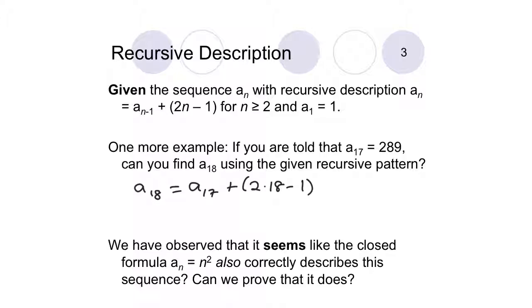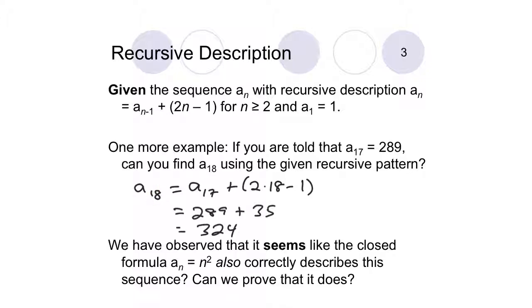That's what the original recurrence relation would say. This recurrence relation would say if you made n equal to 18, A17 is 289, so I'd have to know that somehow. 2 times 18 minus 1 is 35, and so together that adds up to 324. And if you check, you can find out that 324 really is 18 squared.